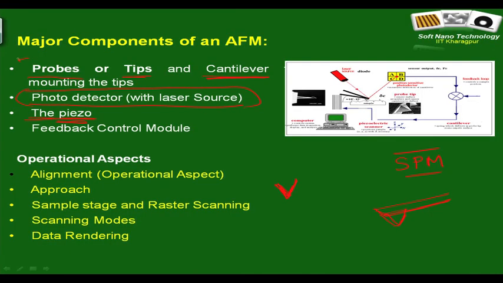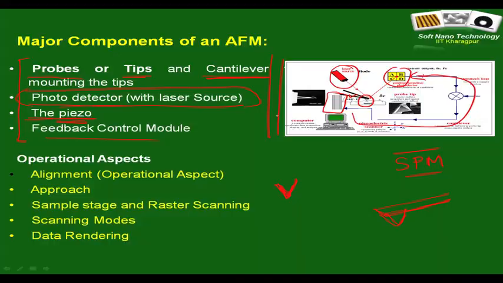So, here I will repeat, the key components are the probes or the tips. Here is a tip with the cantilever. So, this is the cantilever. You have a photo detector with a laser source. So, this is the photo detector with the laser source. You need the piezo. This is the piezo to which the cantilever is mounted, and of course, you need a feedback control. These are the key aspects which we will discuss in somewhat detail, and we will discuss some operational aspects which are very fascinating.